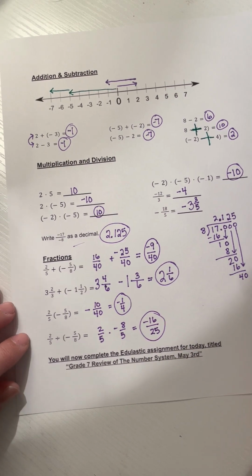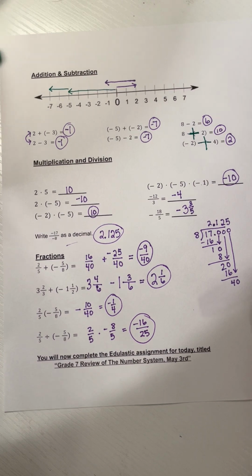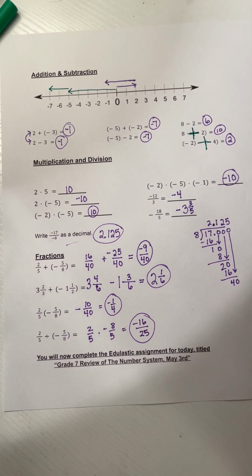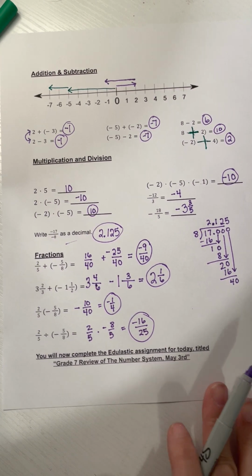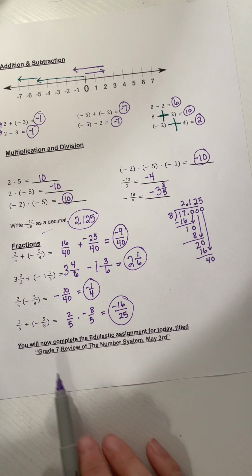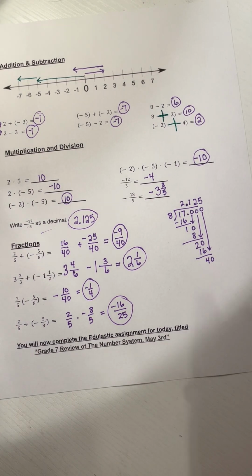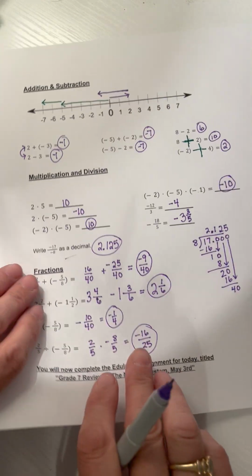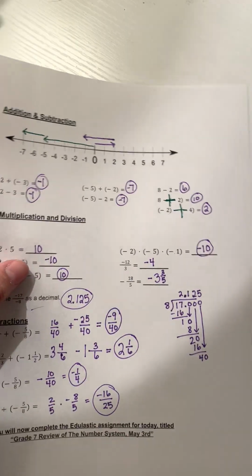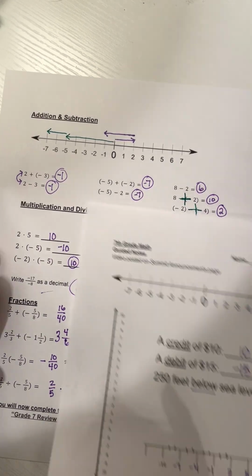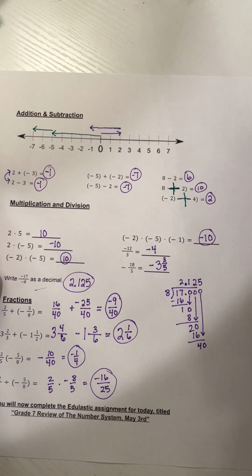Okay, I know that was very quick, but that's trying to remember all the rules for positive and negative numbers, which are called rational numbers. So now you will look at the Edulastic assignment for May 3rd. It's titled Grade 7 Review of the Number System, May 3rd. So when you complete that, it does count as a grade. So I made these notes directly from that. So make sure if you get stuck, use these for help. Okay, good luck.